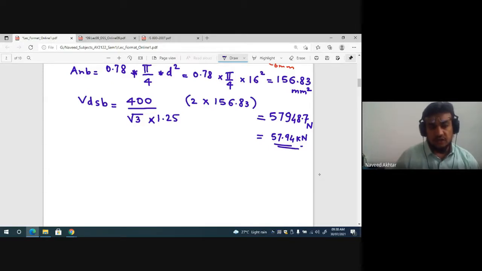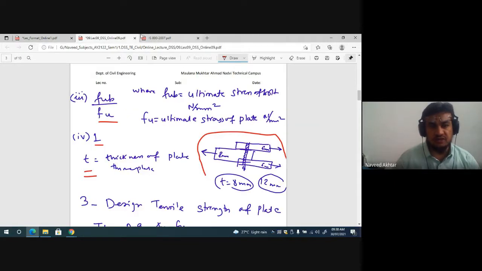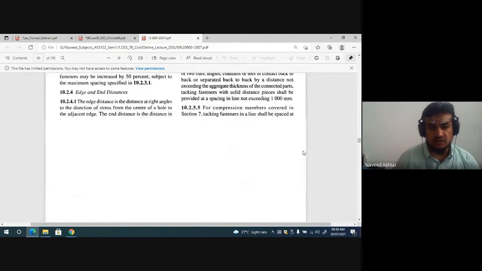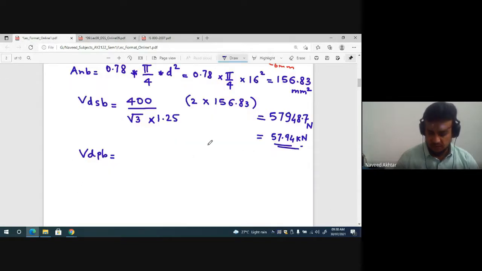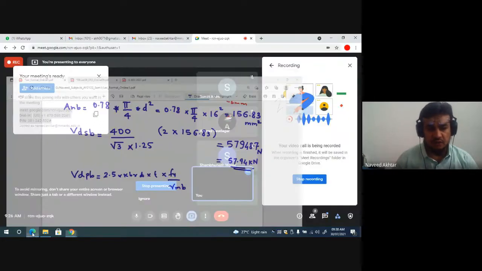Now we have to find the bearing strength of bolt, VDPB. You saw this formula yesterday, and it is also given in the IS code. Bearing capacity of bolt VDPB is equal to 2.5 kb d t fu divided by gamma mb. This is the formula.